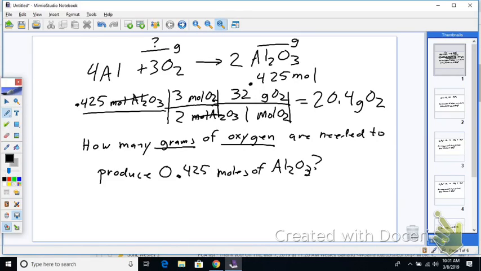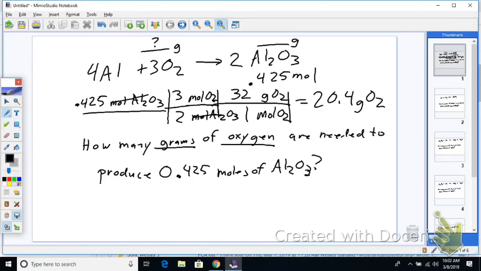So, sometimes students, when they plug these in, just like when we did conversions, if you plug it in all at once on a calculator, you have to press equal each time. 0.425 times 3, that's equal. Divide by 2, multiply by 32. Yeah, press equal each time though. There you go. You gotta press equal each time you do it.